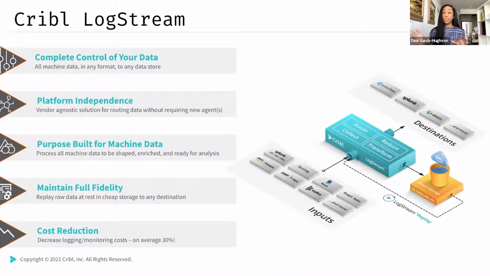And regardless of which tool you're using, LogStream can centralize the forwarding of all that machine data, get it to the right destination, and ensure it's shaped, enriched with whatever information you need, and ready for analysis, or just on standby, right, for when it might be needed in the future. And lastly, Cribl LogStream significantly decreases an organization's logging and monitoring costs, saving customers 30% of their infrastructure costs on average, or at least that's what we're seeing from our customers.